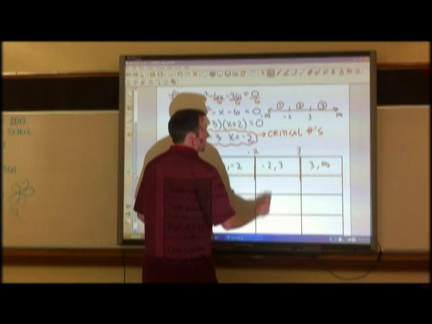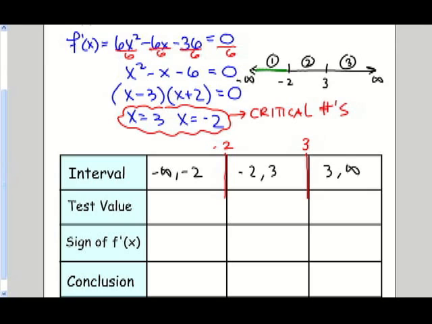Let me try to do some colors. If I'm in this range here, I could pick negative 3, for example. So I would put negative 3 here for my test value. If I go into this space, I could pick 0. 0 is in between negative 2 and 3, so I would put 0 as my test value here. And then in this space, I can pick 4, which is in between 3 and infinity. So I pick 4 for my test value there.